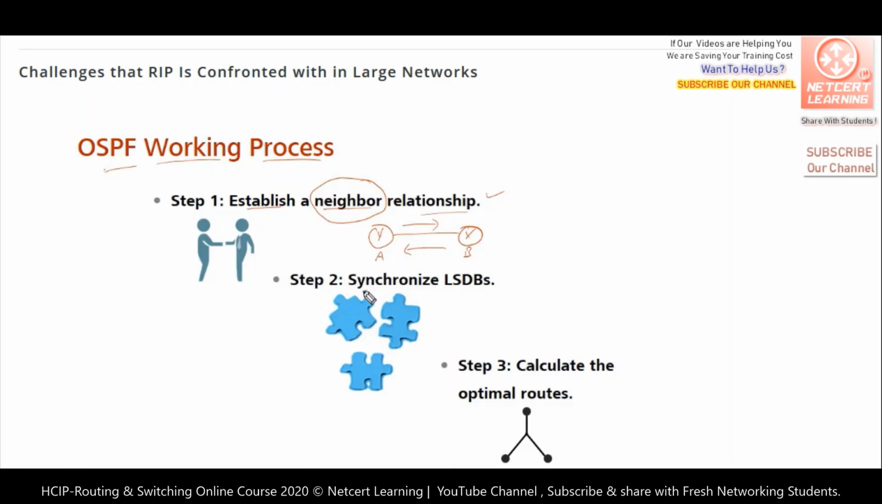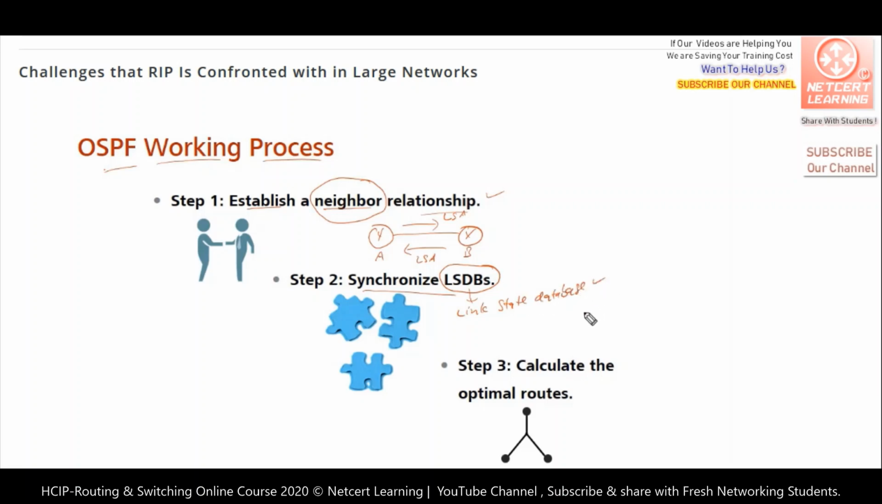Next, once the neighbor relationship is established, both routers are going to synchronize the LSDB as I mentioned earlier on. Router A is going to send the link state advertisements to B, and router B will send link state advertisements to A. Once the LSA pieces are sent, they are going to form what we call the database, or the link state database.